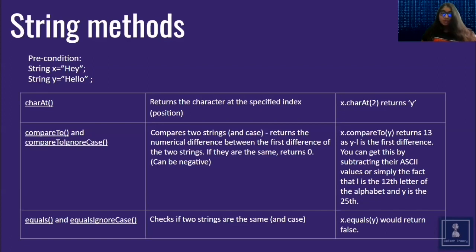And now we have something called equals or equalsIgnoreCase. What this simply does is check if the two strings are exactly the same, and then it just returns a true or false statement. For example, x.equals(y) would return false because "hey" and "hello" are two different strings.